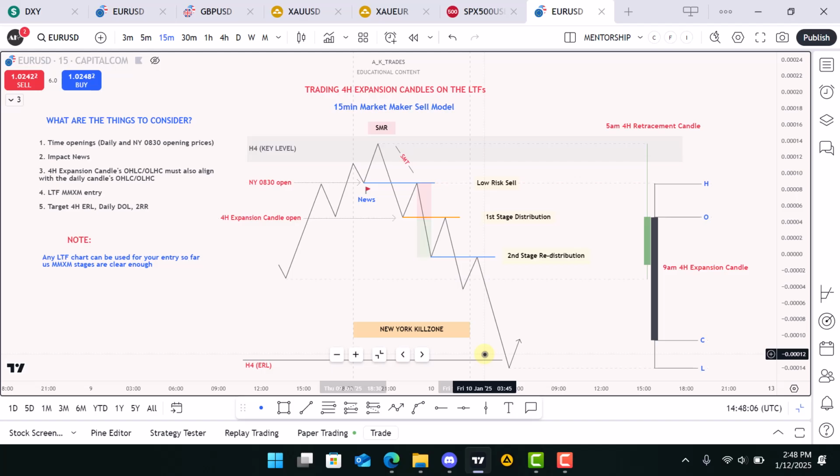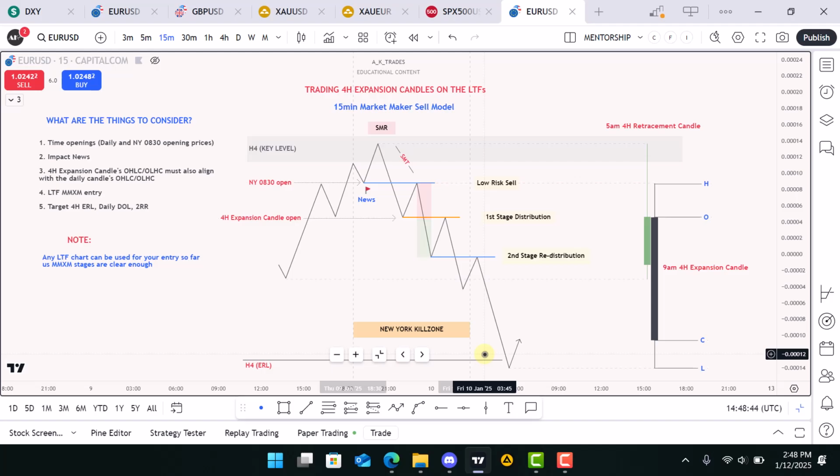Now, this brings me to the end of my trading strategy. Within the past weeks, we've gone through the weekly charts, how I trade the weekly internal to external range liquidity. We dropped down to the 4-hour market maker model, and today we've gone through the 15-minute market maker model. That is where I seek to enter my trades for a 2-hour risk reward ratio.